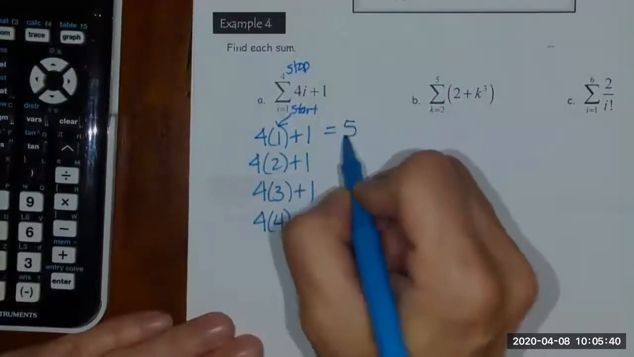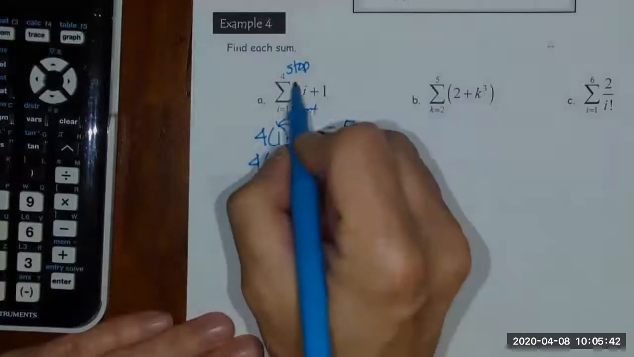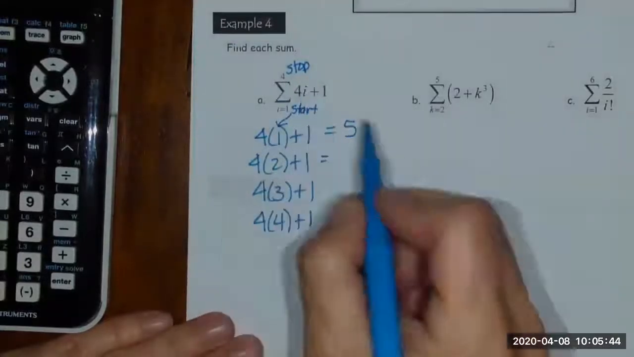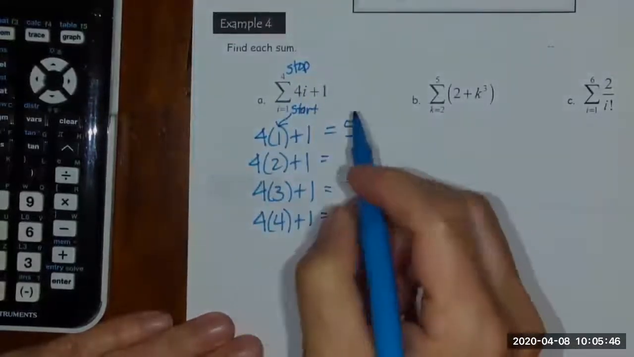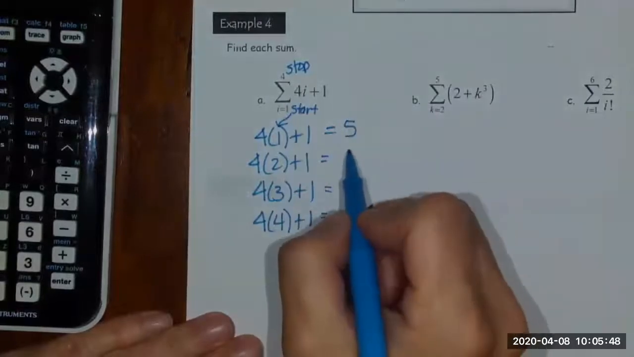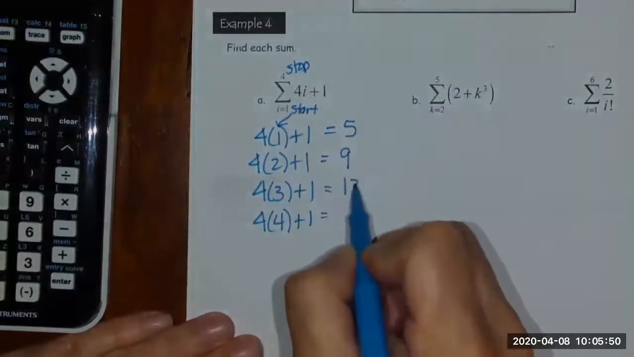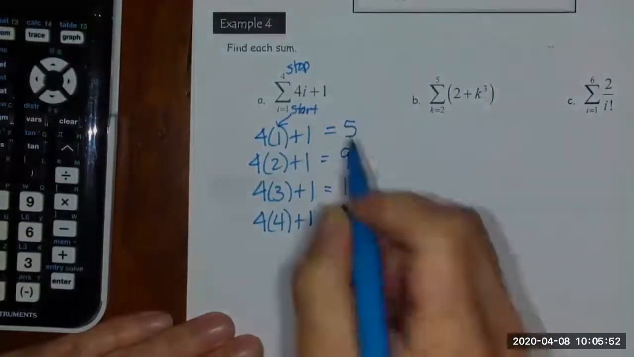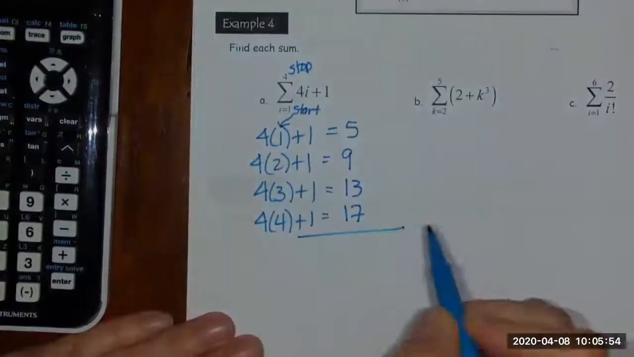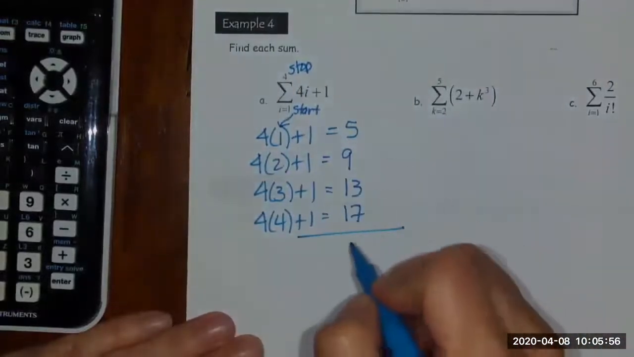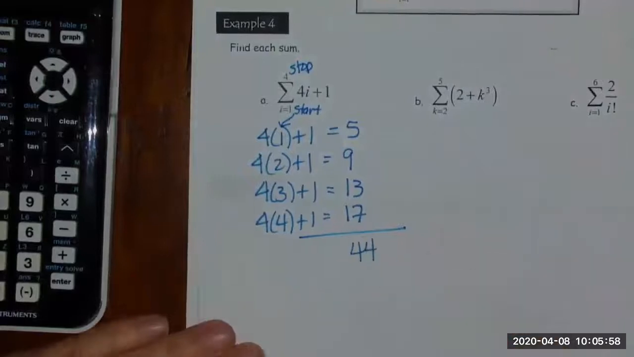Now 4 plus 1 is 5. Now remember, this particular example is linear, because i is to the first power. So we know that if the slope is 4, my next number will be 9. 9 and 4 is 13, 17. So this sigma notation means to add those up. So I'm going to add these numbers up, which is 44.